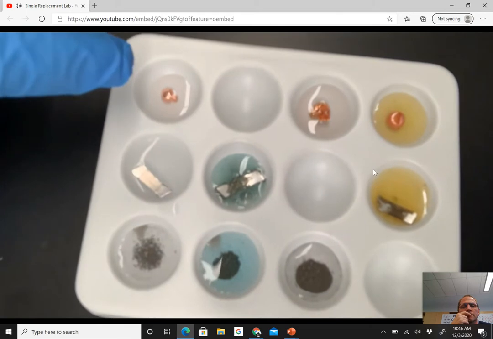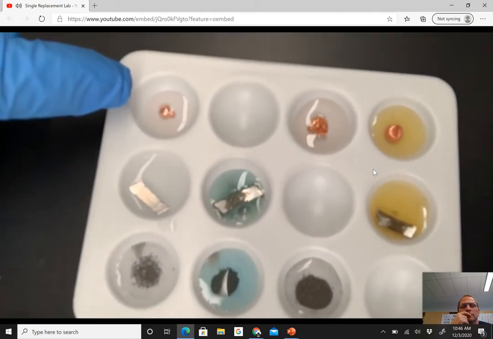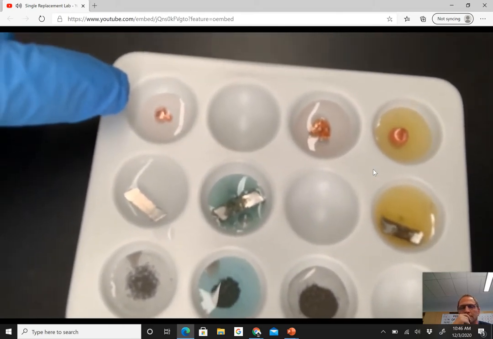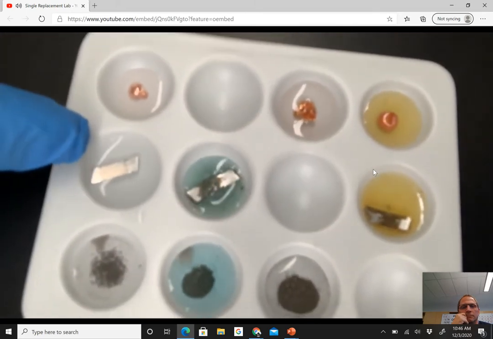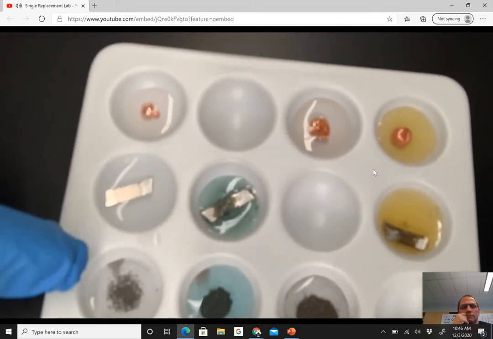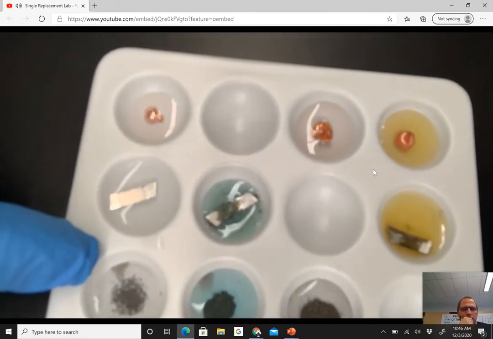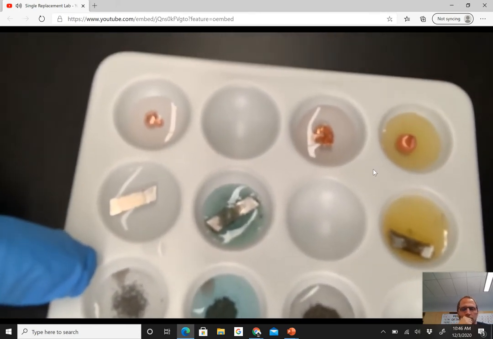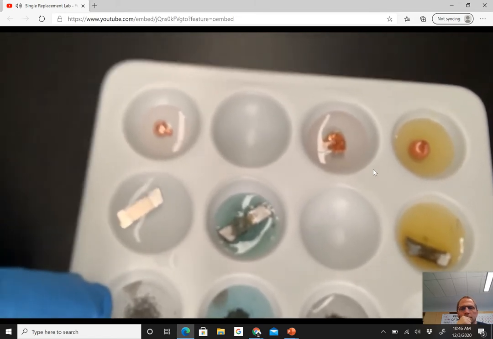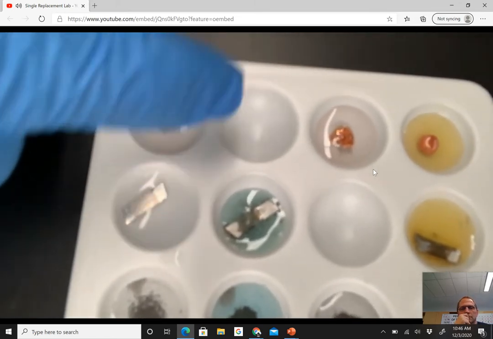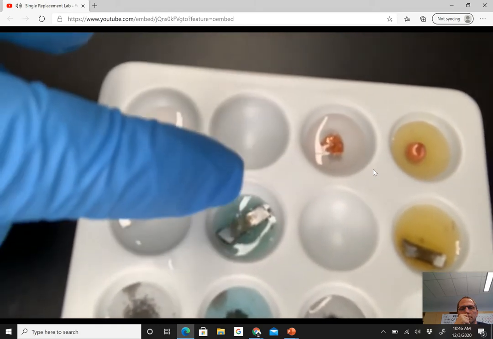If you look here, this is the copper and hydrochloric acid, no reaction. You don't see much happening. Here you see gas formation, that's magnesium and hydrochloric acid. Here you have the iron and the hydrochloric acid. You can see a little bit of bubble formation there, not quite as much, but a little bit. Then we're going to keep going down.